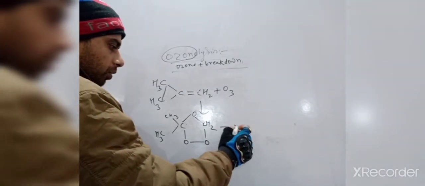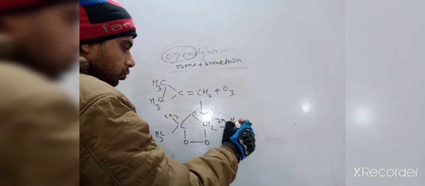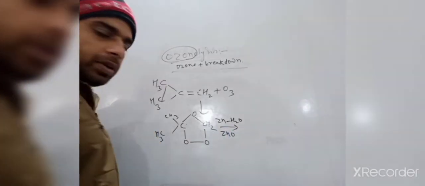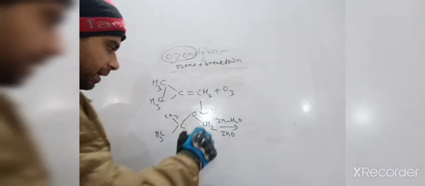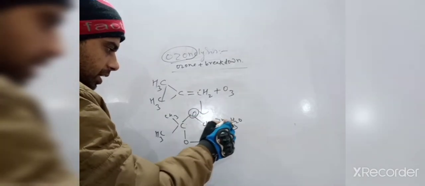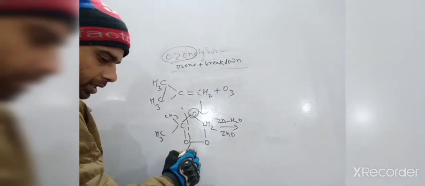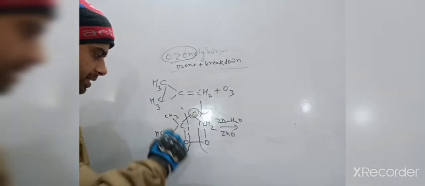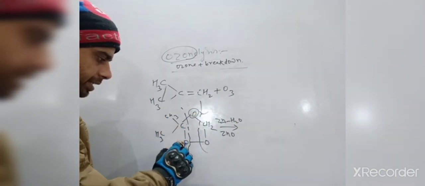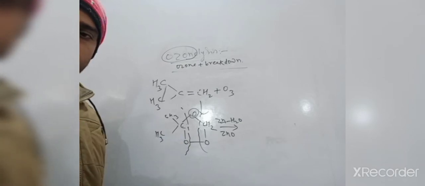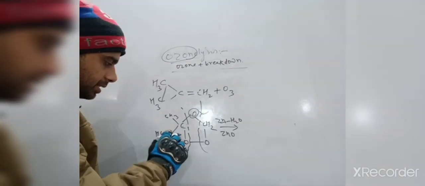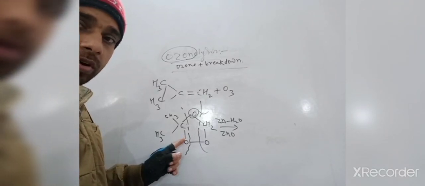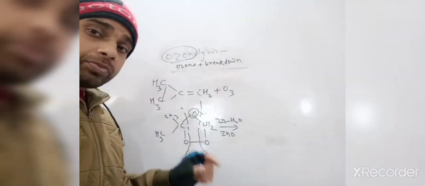Again, now I will add Zn/H2O. Then zinc oxide will be lost. This oxygen will be lost with the Zn. Now we can do the breaking, and this one also. So you can see CH3CO. But in this case, CO is only there. That means an aldehyde will not form. So you have to focus on this.